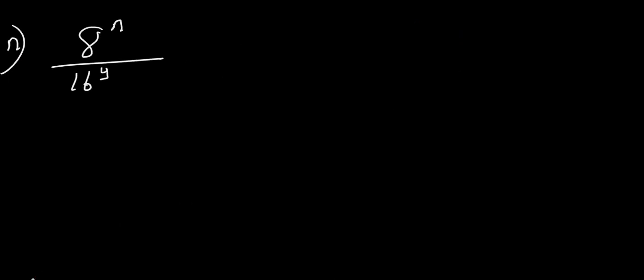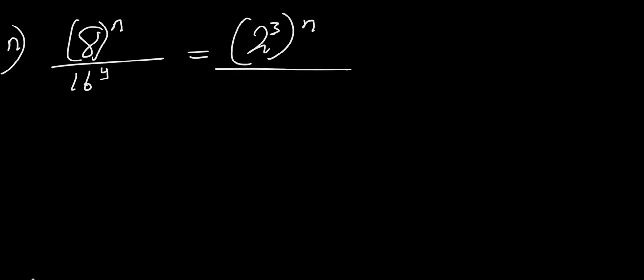Question N, we have 8 exponent n over 16 exponent y. So we're going to change the 8 to 2 exponent 3, so 2 exponent 3 in parentheses exponent n, over, also we are going to change 16 to 2 exponent 4. So this will become 2 exponent 4 in parentheses y. So next is to use this 3 to times the n, and also use this 4 to times y.